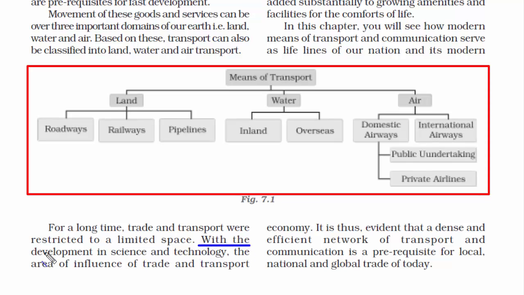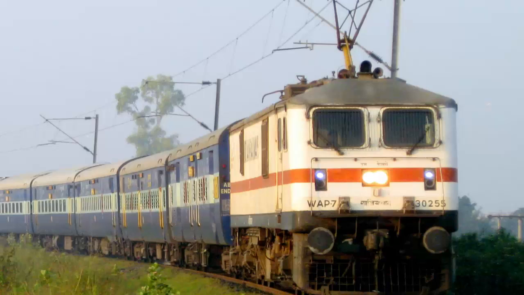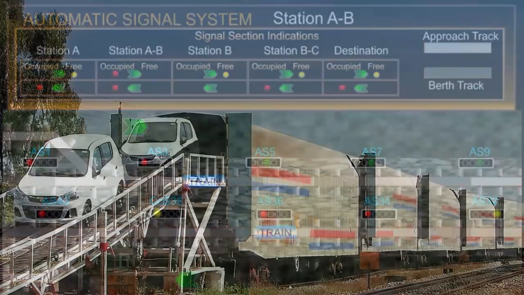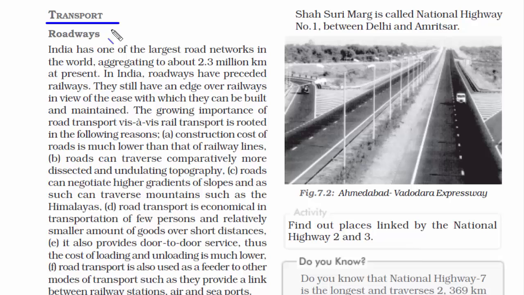With the development in science and technology, trade and transport is expanding throughout the world. Trade and transport has been complemented with communication systems in order to function efficiently. Therefore, we can go on to say that transport, communication, and trade are complementary to each other. So let's read about a few of the transports. The first one is roadways.